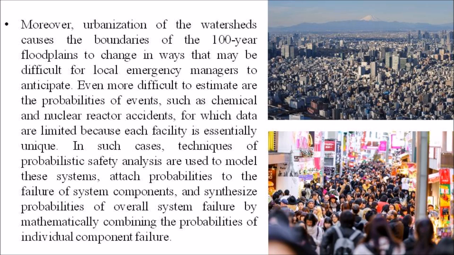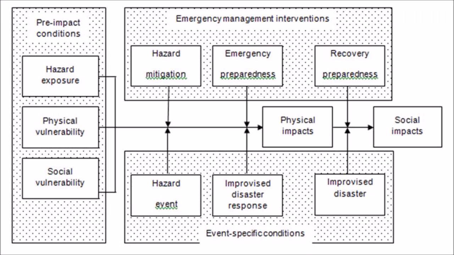Even more difficult to estimate are the probabilities of events such as chemical and nuclear reactor accidents, for which data are limited because each facility is essentially unique. In such cases, techniques of probabilistic safety analysis are used to model these systems, attach probabilities to the failure of the system components, and synthesize probabilities of overall system failure by mathematical combination of the probabilities of individual component failures.